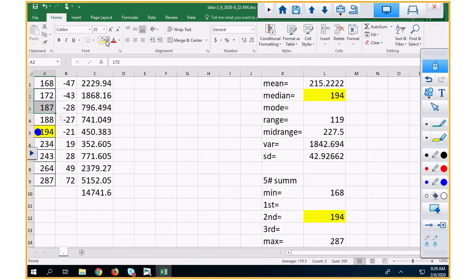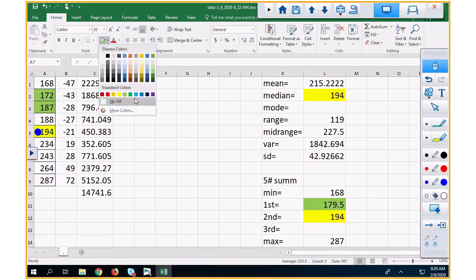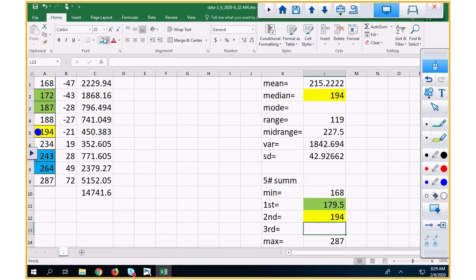I'm going to color them today. And I'm going to come down here. And that's equal to parentheses this guy plus this guy divided by 2. And I'm going to color these two guys. We use that aqua again. Aqua equals parentheses this guy plus this guy divided by 2. And there is your 5 number summary.